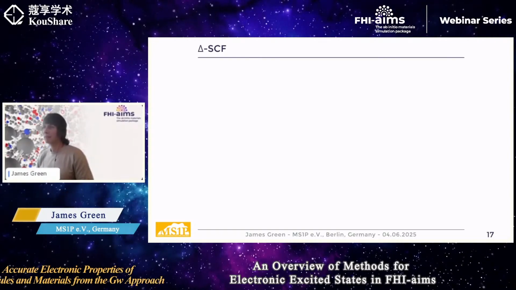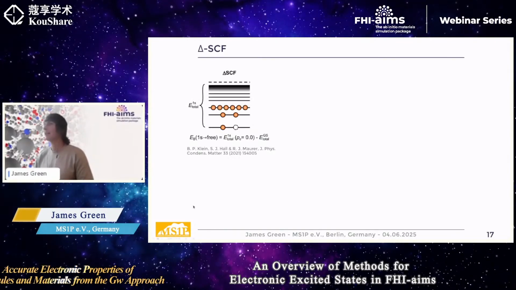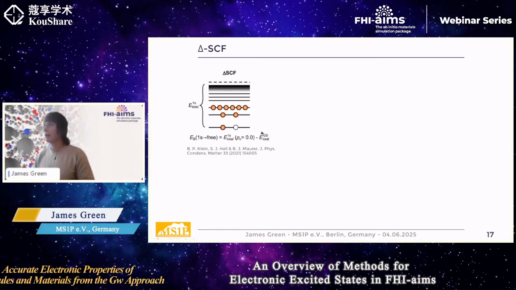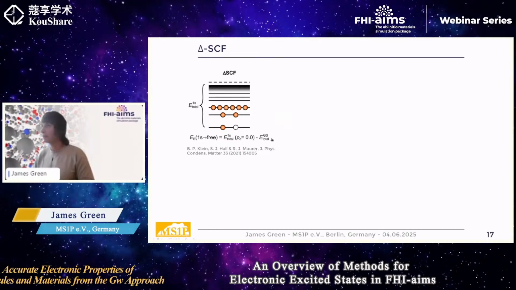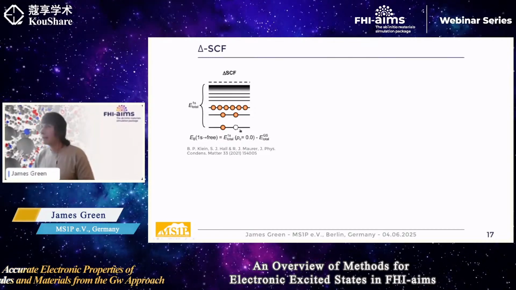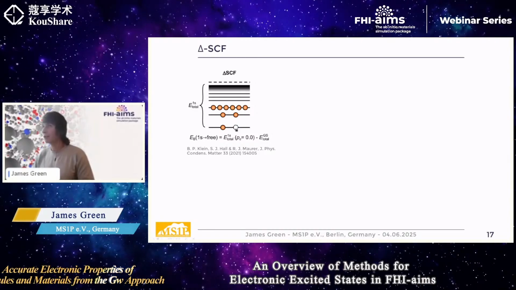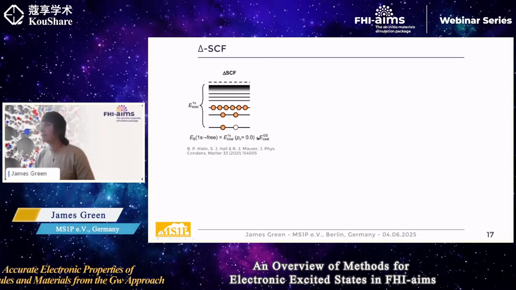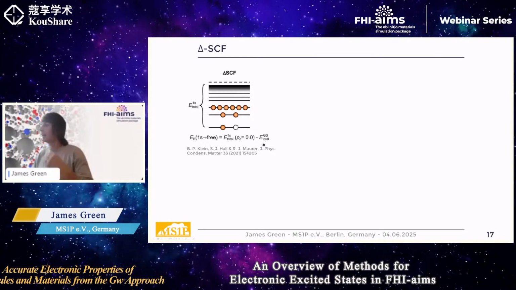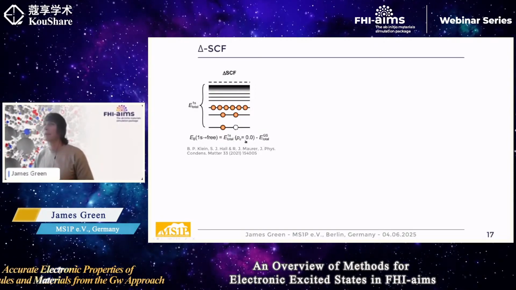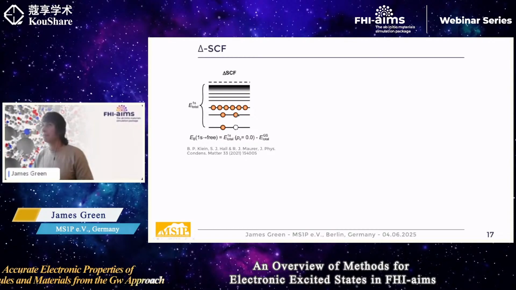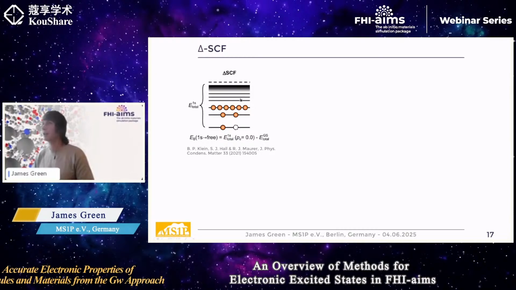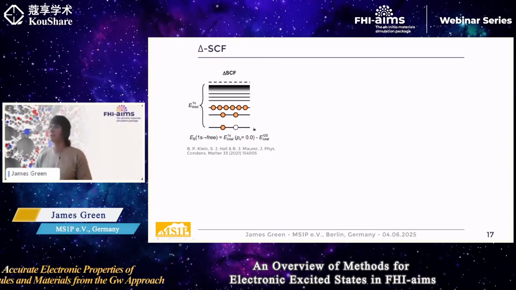So next, delta SCF. The idea behind this is that you would do an SCF, for example, DFT calculation of a system with a full complement of electrons. And then in this example here, you would remove an electron and do another SCF calculation, in this case a 1s electron. And the difference between the two energies gives you an ionization energy for the 1s electron. You can also rather move an electron from an occupied level to an unoccupied level, and then you can get neutral excitations as well.